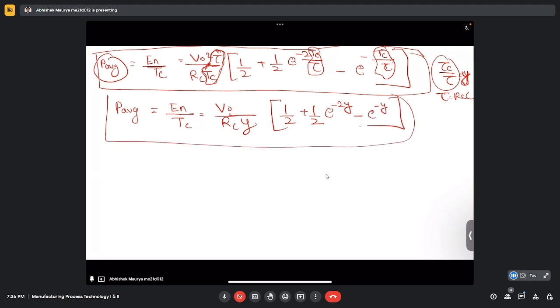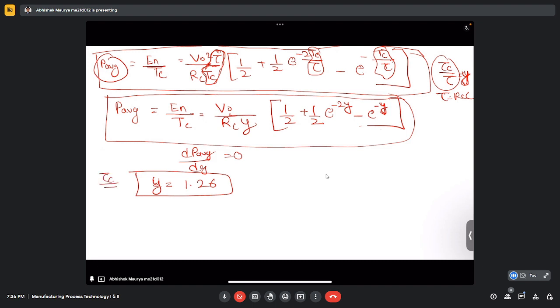Okay, now we have got an equation between the average power and Y. So these two are the variables, and we are interested in maximum power transfer. For that, we have to differentiate this equation and find out the optimum value of Y. So we put dP average by dY equal to 0 and find out the value of Y. What we get is Y equal to 1.26. So the optimum value of Y, which is TC by tau, is 1.26.